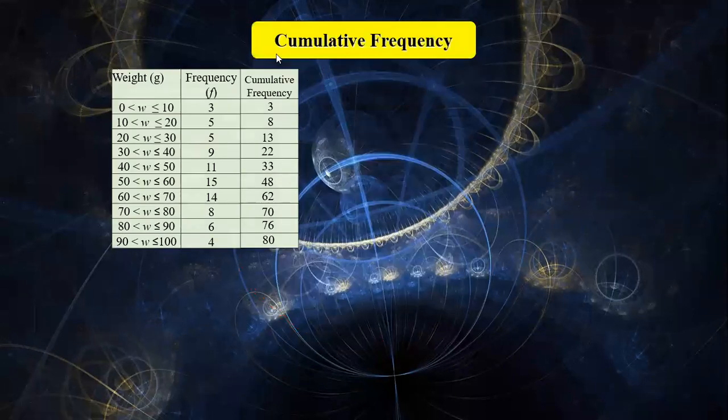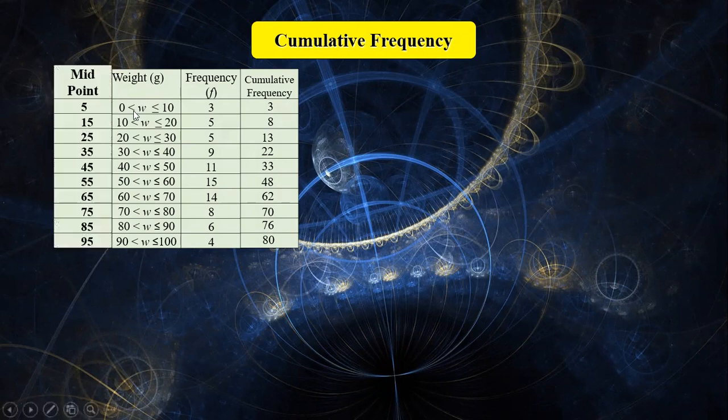What we're about to do now, we're about to draw a cumulative frequency curve. Let's get the midpoints of the weights. It's going to be 5, 15, 25, 35, 45, etc. The midpoints are simply the midpoints, right? The middle of 10 and 0, the middle of 20 and 10, etc. So one thing you can do is add both ends and divide it by 2.